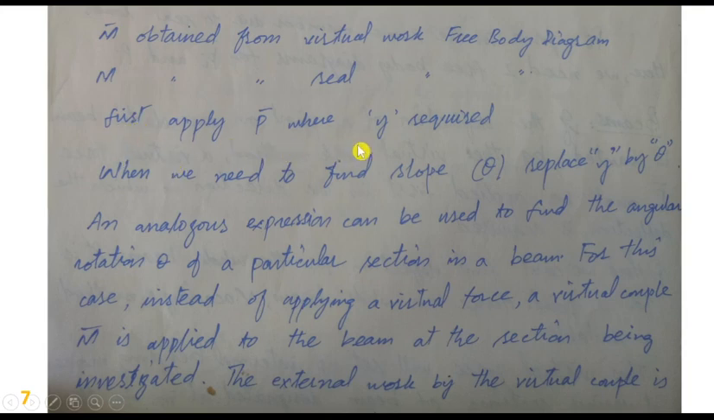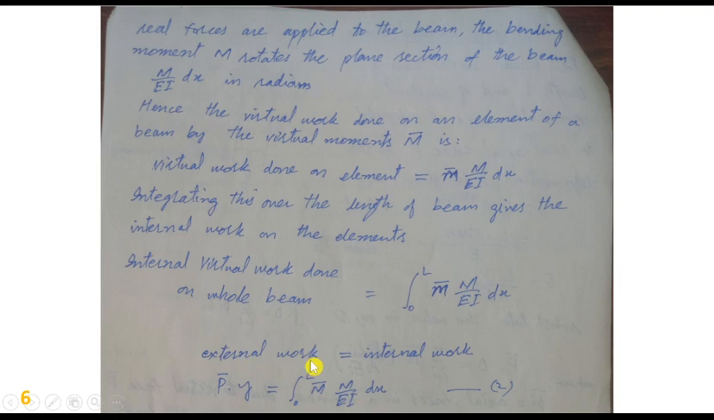First apply P bar where Y is required. That is the first point. When we need to find the slope, theta, we replace Y by theta. So here replace Y with theta.